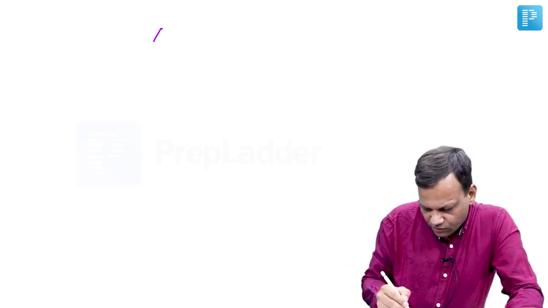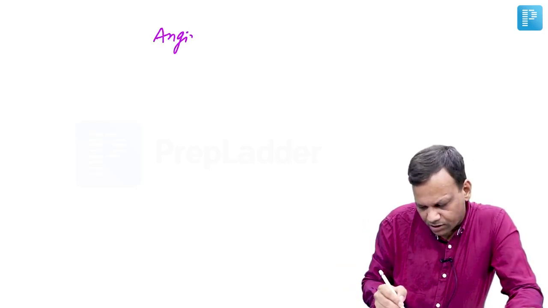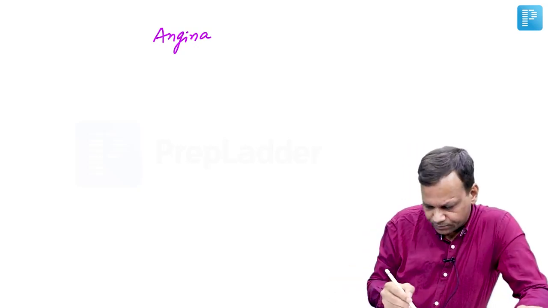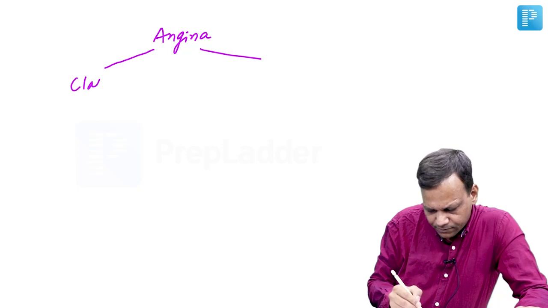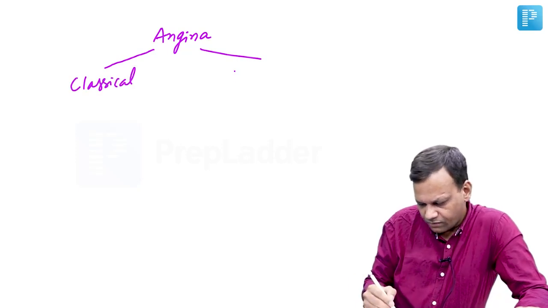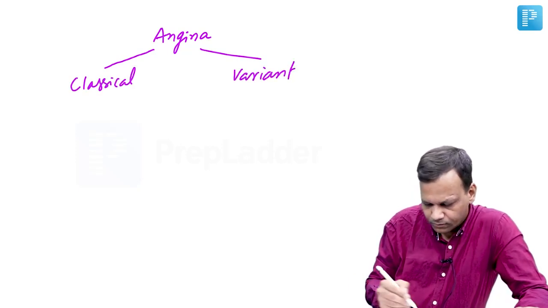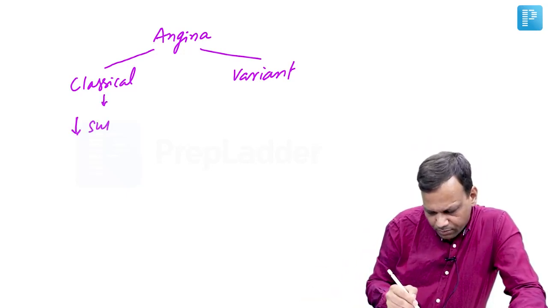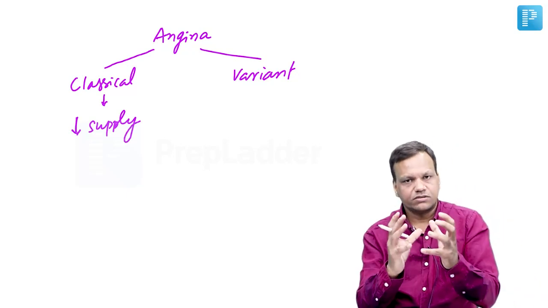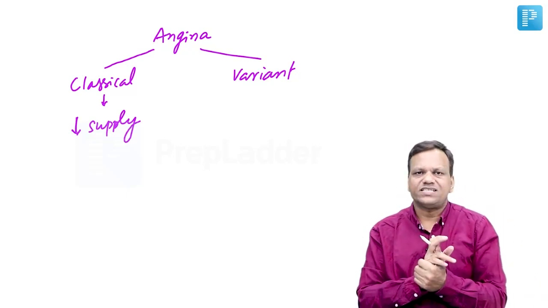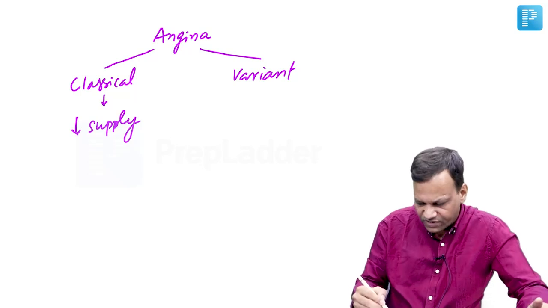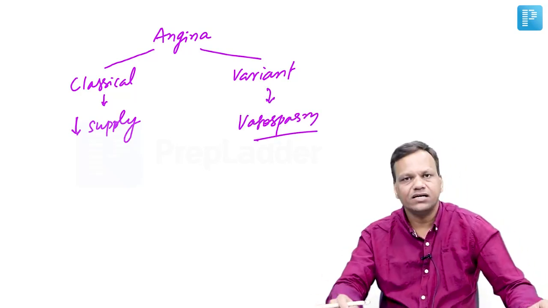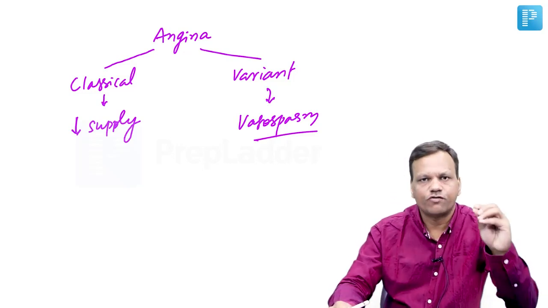The next topic in cardiovascular system is angina pectoris. So we'll discuss basically ischemic heart disease, which includes angina and MI. So angina may be classical or it may be variant. The basic problem in classical angina is there is a decrease in blood supply to the heart because of obstruction. Okay? So the main treatment of classical angina is to increase the blood supply, whereas variant angina is due to vasospasm, also known as Prinzmetal angina. So the only treatment in variant angina is dilation of coronary artery.